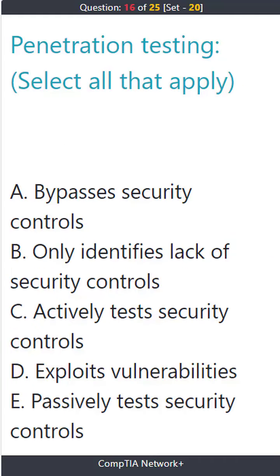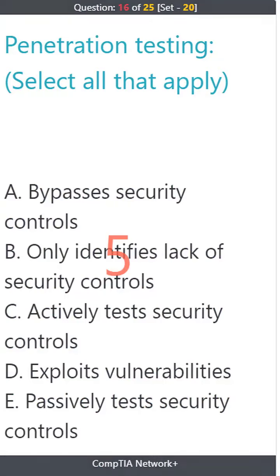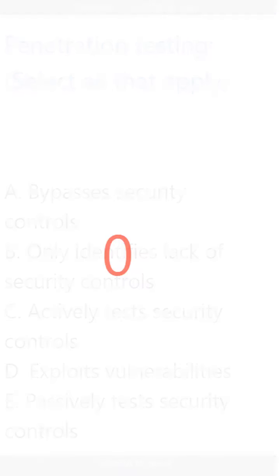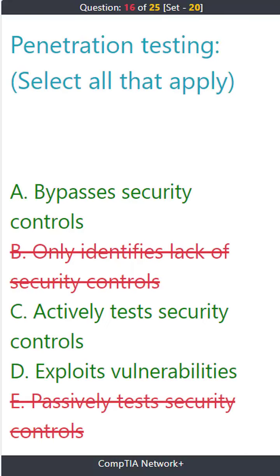Question 16. Penetration testing, select all that apply. A. Bypasses security controls. B. Only identifies lack of security controls. C. Actively tests security controls. D. Exploits vulnerabilities. E. Passively tests security controls. The correct answers are A. Bypasses security controls. C. Actively tests security controls. D. Exploits vulnerabilities.